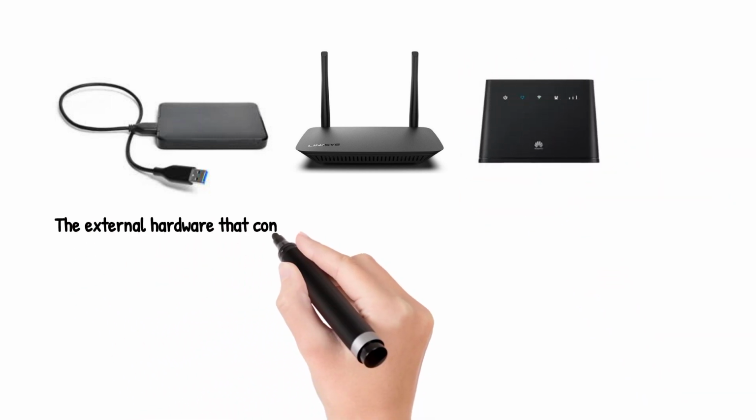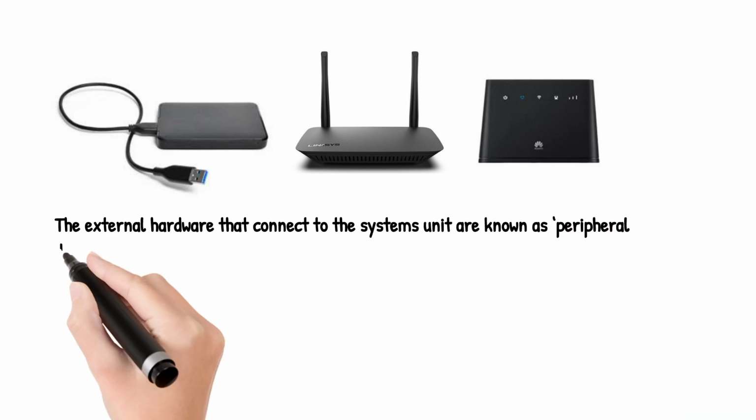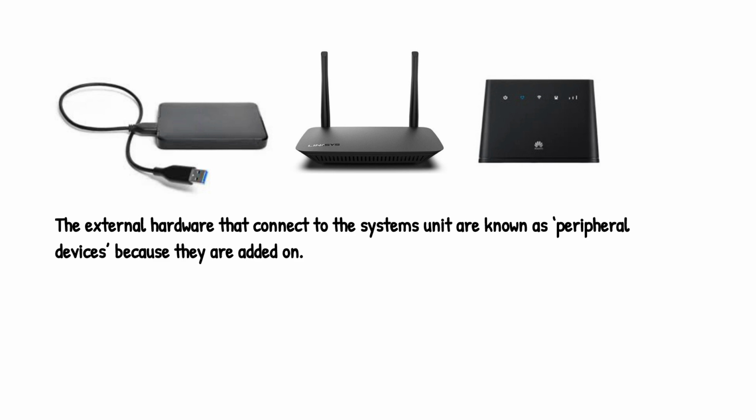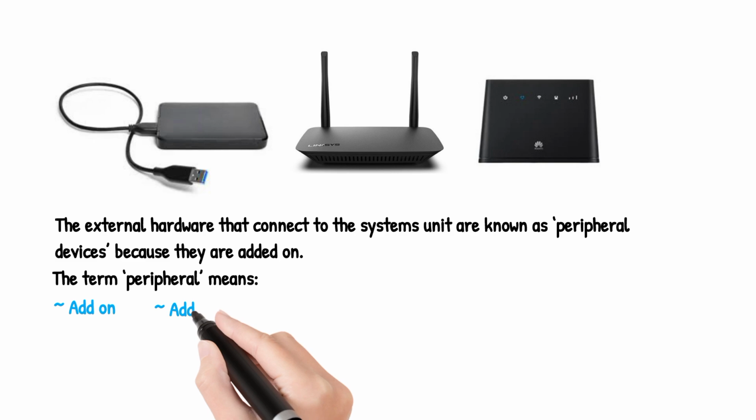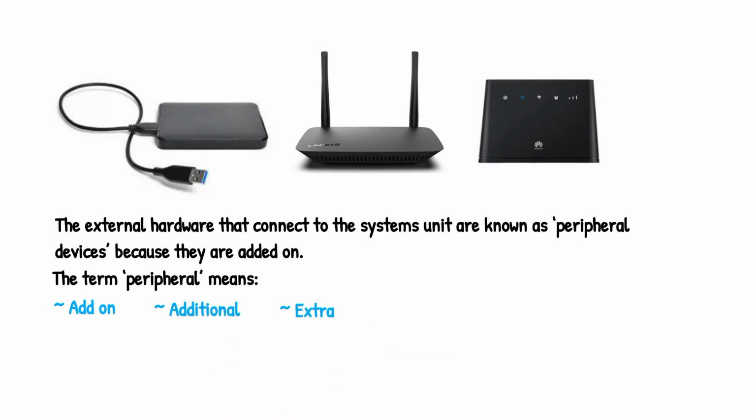The external hardware that connect to the system unit are known as peripheral devices because they are add-ons. They are not a part of a computer. However, you can connect them to the computer for it to be able to perform a particular function. The term peripheral means add-on, additional, or extra. So, in short, the peripheral devices are just add-on devices, additional devices, or extra devices. When they are not there, the computer can still function.